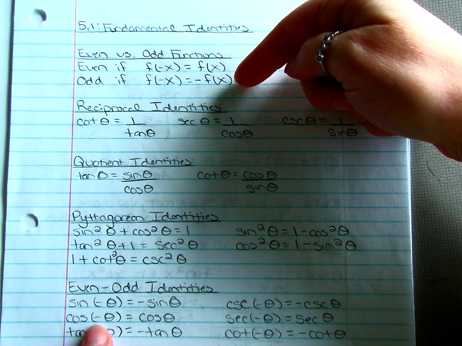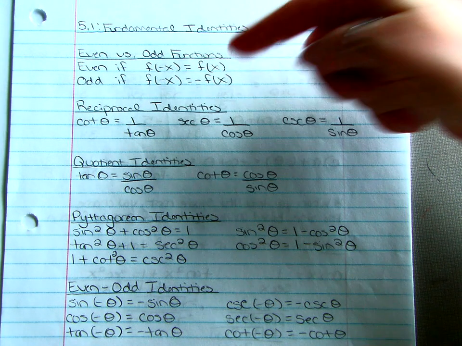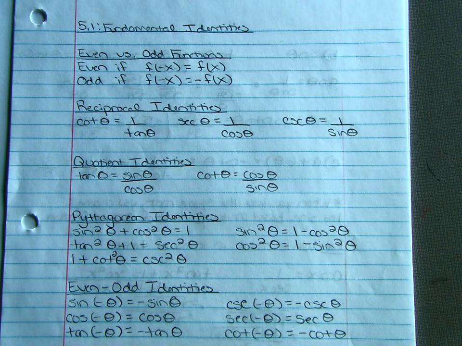Cosine, on the other hand, is an even function. Cosine of negative theta is cosine theta. Tangent is odd, cosecant is odd, and cotangent is odd. So our only even functions are cosine and secant.